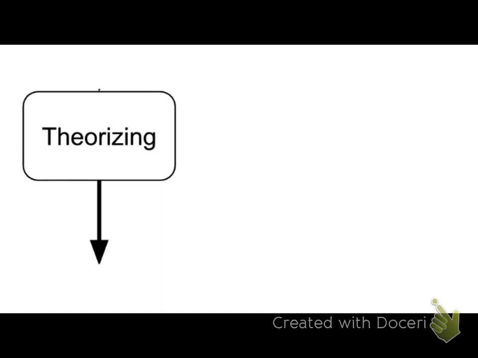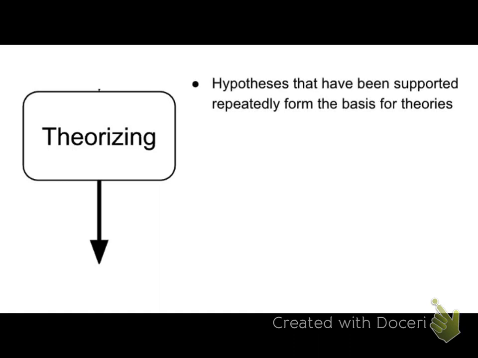Then we move on to theorizing. Okay. When you have a hypothesis that is supported by data, we don't just stop there and never test it again. Okay? We test it over and over and over in new and different ways. And if that hypothesis keeps turning back up as accurate, then it forms the basis for a theory about how the world works. Theories tend to be a little broader than a hypothesis. They might not be as specific and detailed, but they have been supported frequently.